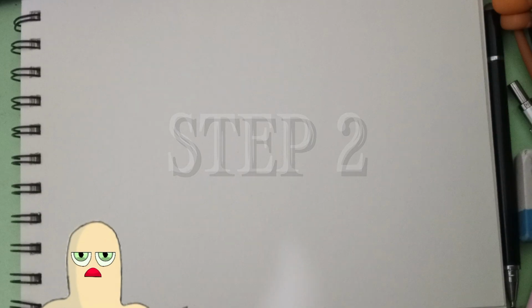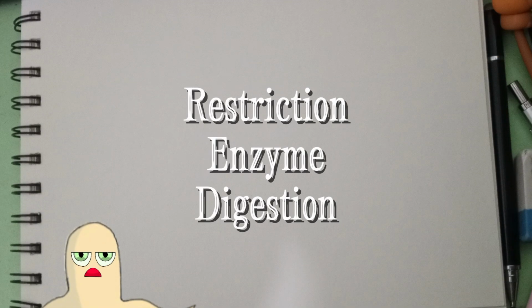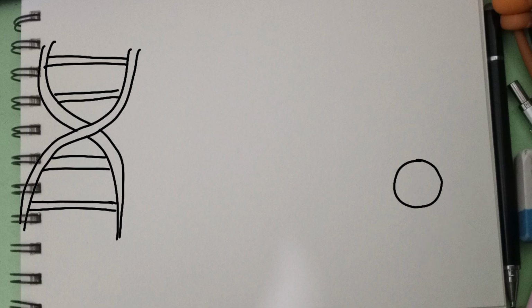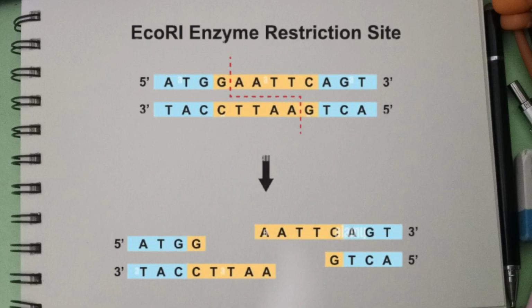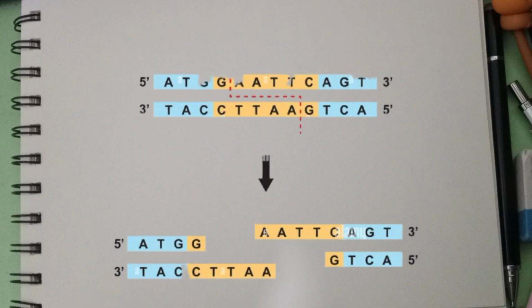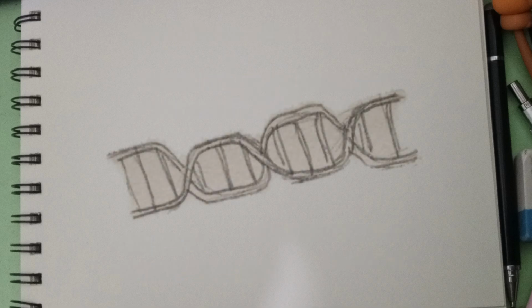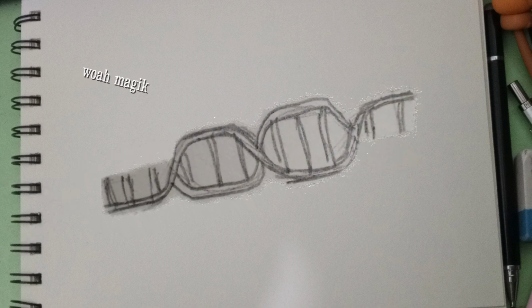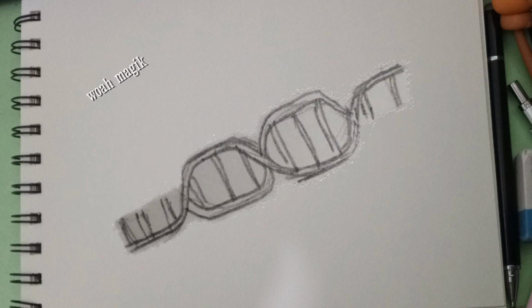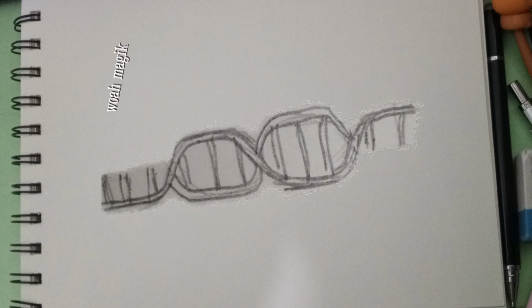Step 2. Restriction enzyme digestion. Next, we use restriction enzymes to cut the ostrich DNA at specific locations. These enzymes act like molecular scissors, allowing us to isolate the gene responsible for egg size. These steps ensure that we have the precise gene segment needed for the next phase.